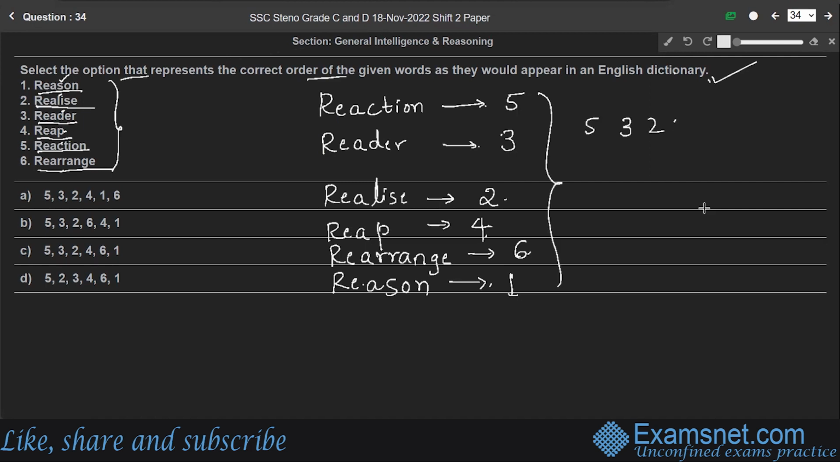Therefore, these words should be arranged 5, 3, 2, 4, 6, 1. They would appear in an English dictionary in this order, 5, 3, 2, 4, 6, 1, option C. Am I right? Yes, 5, 3, 2, 4, 6, 1. Option C is the right answer.